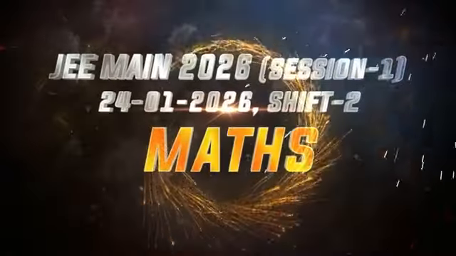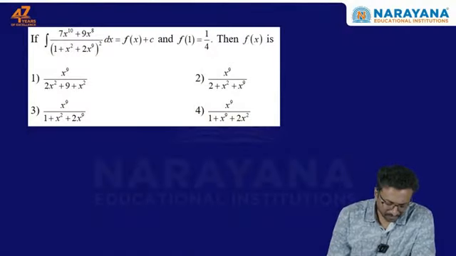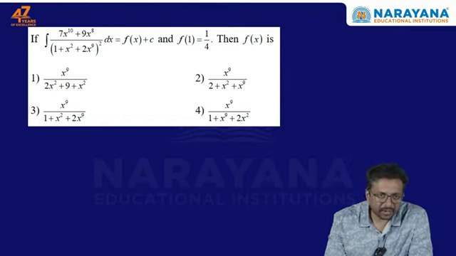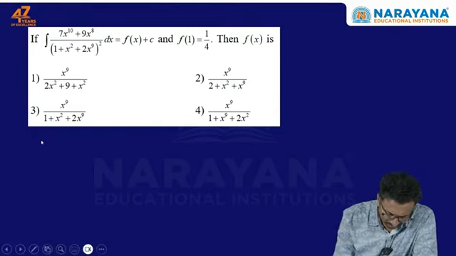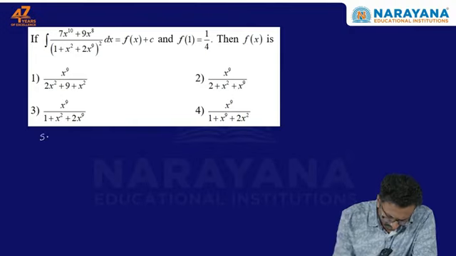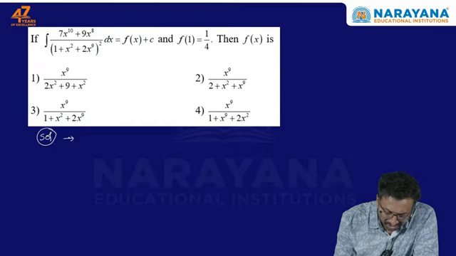Let's see some other questions from mathematics. So welcome back. Let us look at this question. The integration of (7x^10 + 9x^8) by (1 + x^2 + 2x^9) whole square dx is equal to f of x plus c. If f of 1 is 1 by 4, then f of x is equal to what? From the look of the question, this question is from the model of pumping in, pumping out.